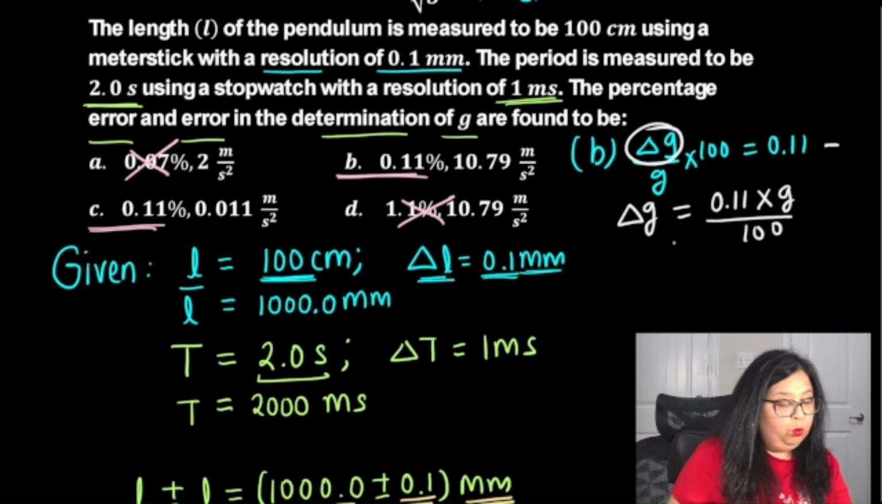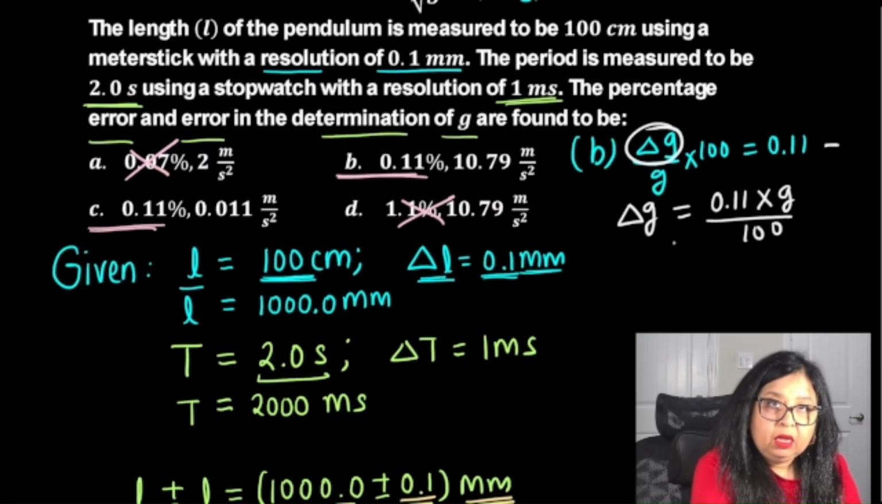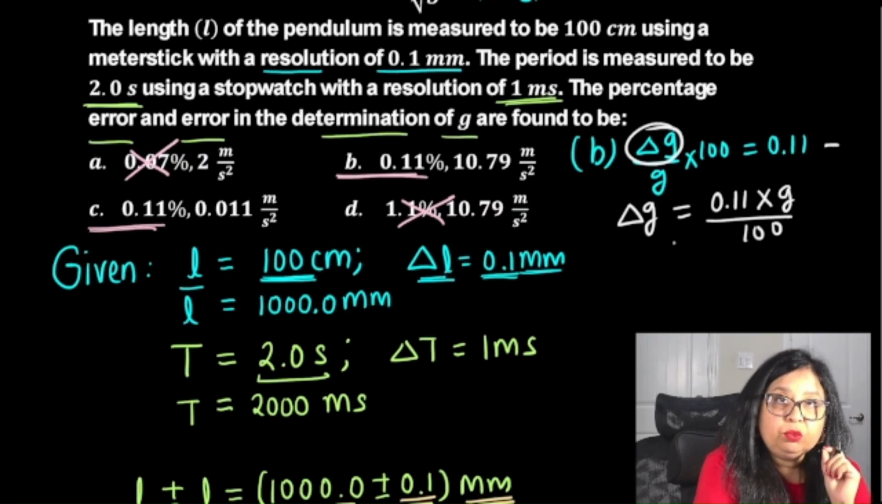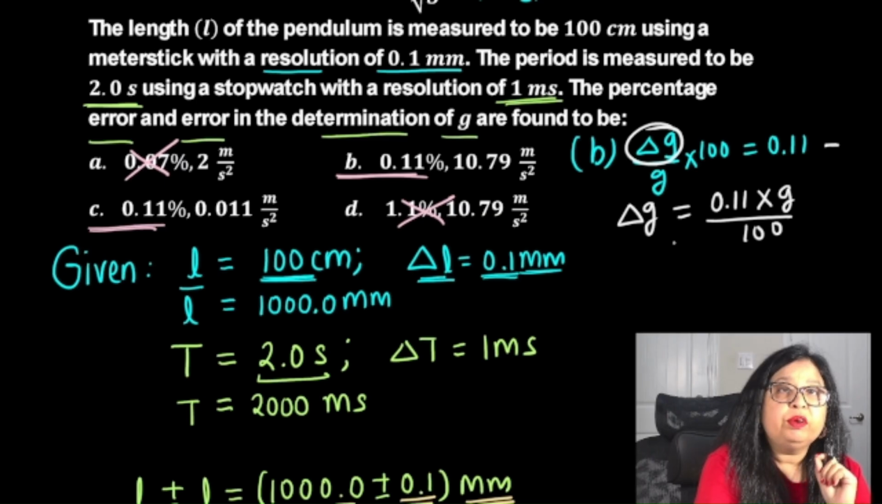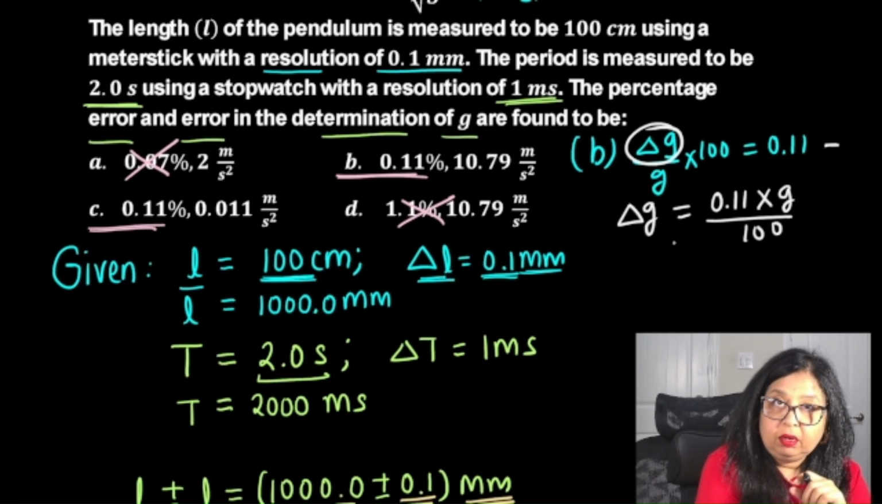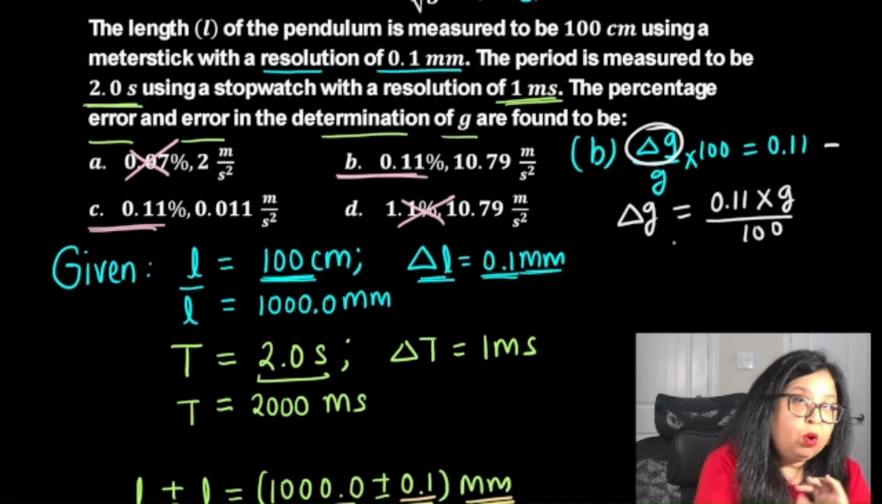Now we have to pick what value of G to put here. The value of acceleration due to gravity near the surface of Earth is what? 9.81 meters per second squared. However, we could always round it off to 10 meters per second squared. Granted, this will be an approximation.